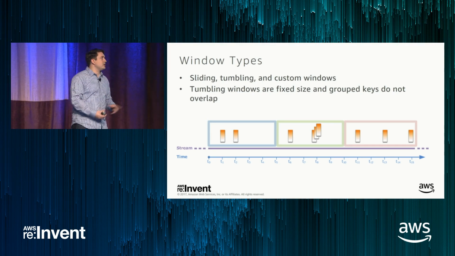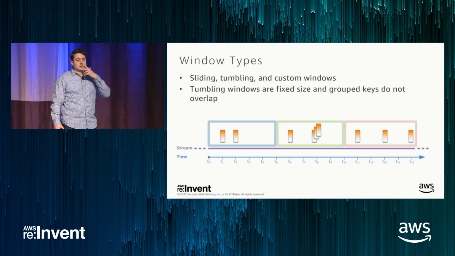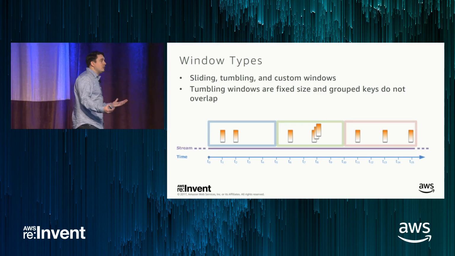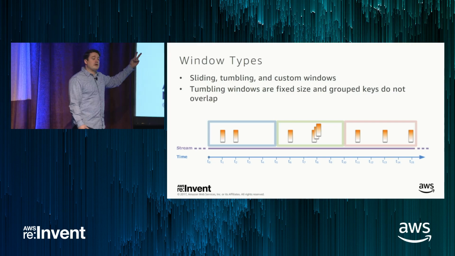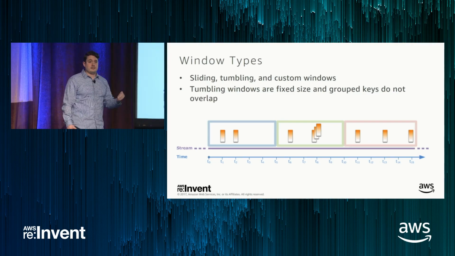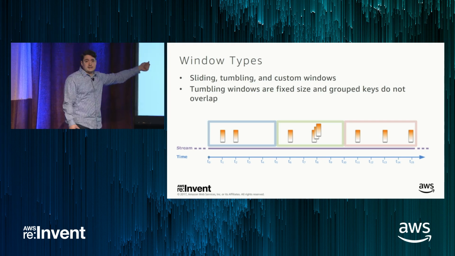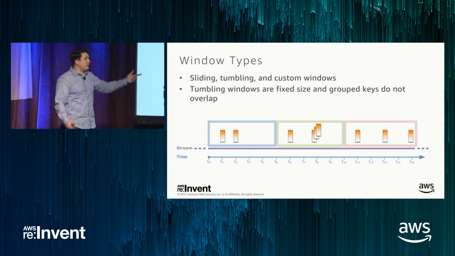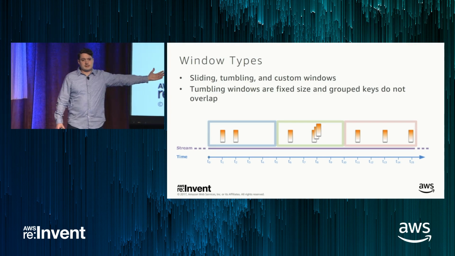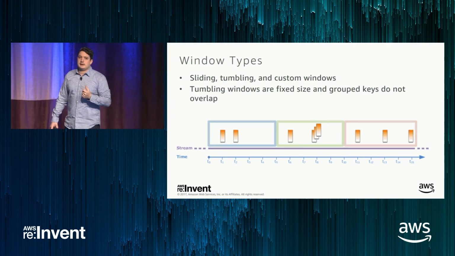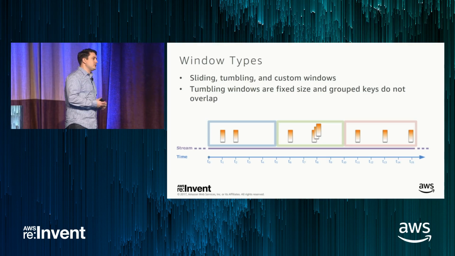With tumbling windows, you get a result at the end of the window. So you have that group by that I showed on the last slide. We'll get that count of 2 at t equal to 5. Versus a sliding window, you'll get a count of 1 at t equal to 1, 2 at t equal to 2, and then if your window is longer, 3 at t equal to 6. So you get the result immediately. This is why it's great for operational use cases.